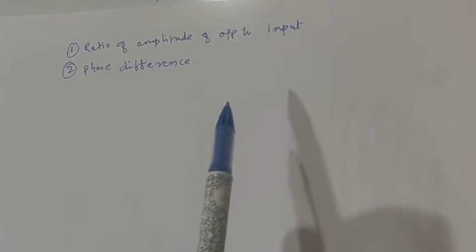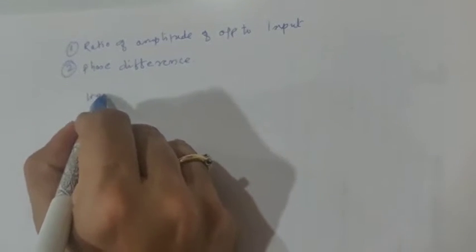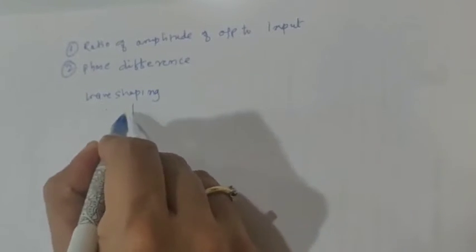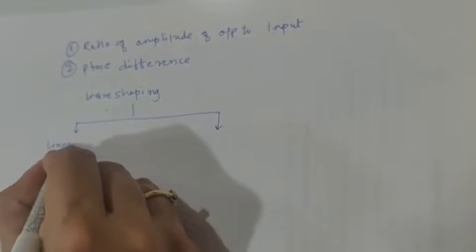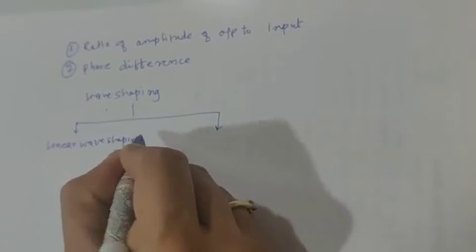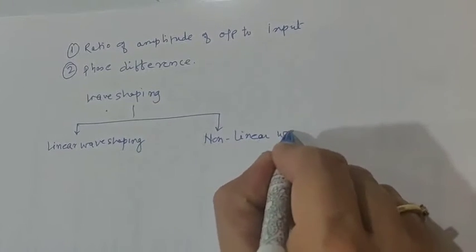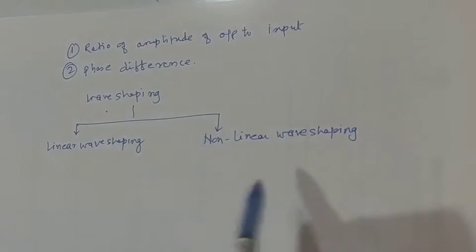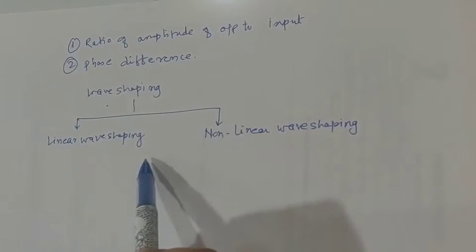Now we have two types of wave shaping basically, so we can classify wave shaping into two broad categories. The first category is called linear wave shaping, remember, and the second category is called non-linear wave shaping. Now what is the meaning of this and what are the applications of these two wave shaping types? That is what we need to see now.